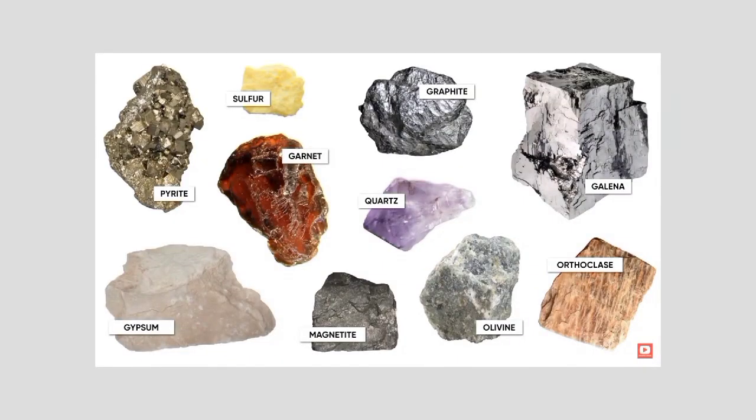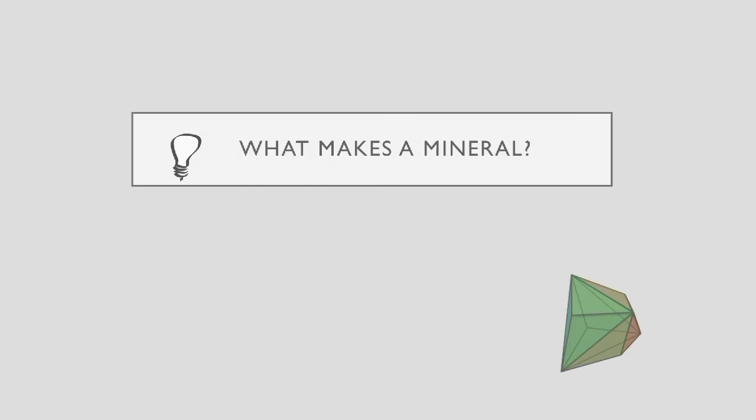So on Earth, there are over 2,000 varieties of minerals, some of which are seen here. As you can tell, they come in a wide variety of colors, shapes, sizes, textures, and all sorts of different physical characteristics. But what exactly makes a mineral a mineral? To be considered a mineral, the substance must meet 5 criteria.